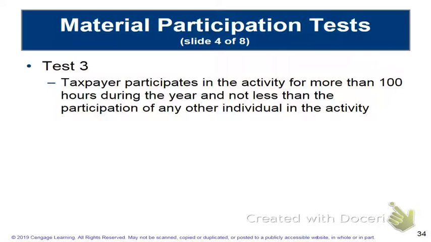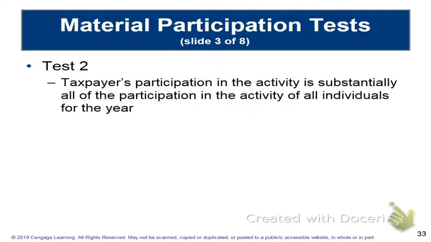Can we go back to test 2 real quick? Say it one more time. Taxpayer's participation in the activity is substantially all of the participation in the activity of all the individuals for the year. You're the only one who does anything for the whole business. So basically, you're not working on your rental house for more than 100 hours, not 500, but you're the only one working on it. So you're materially participating because nobody else is doing anything.